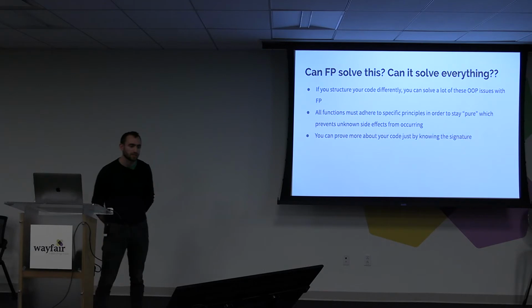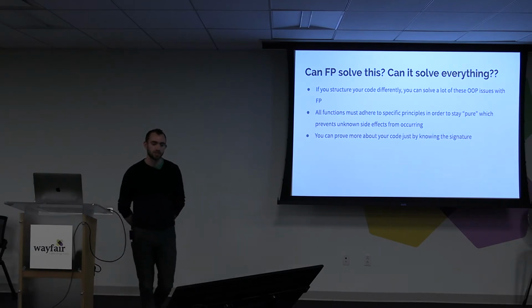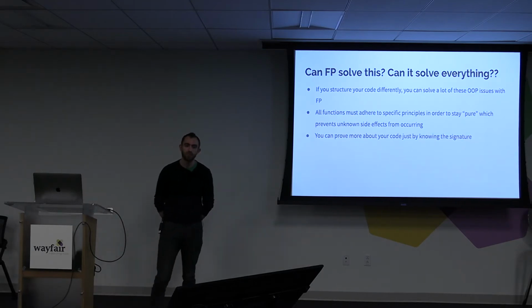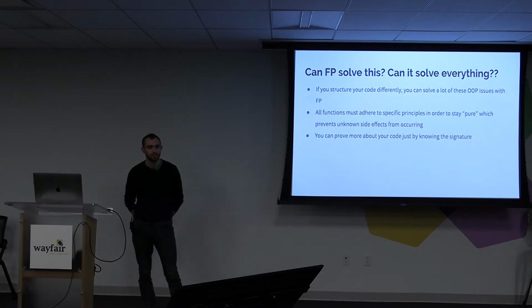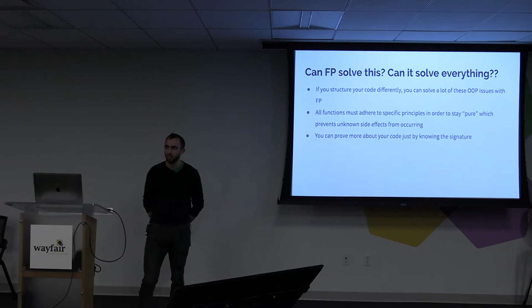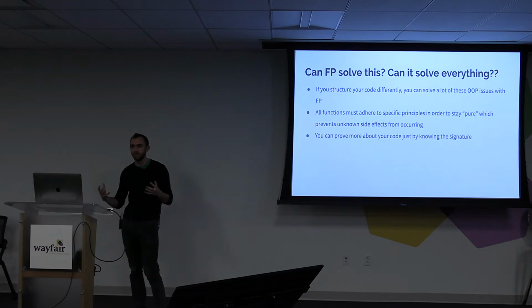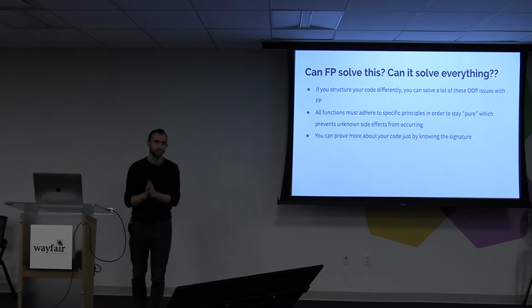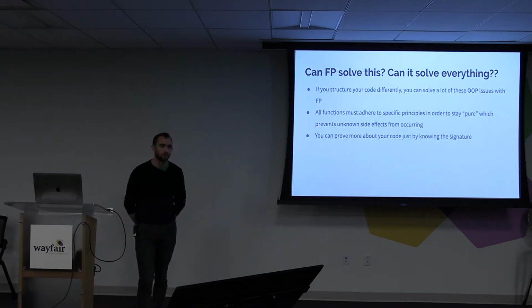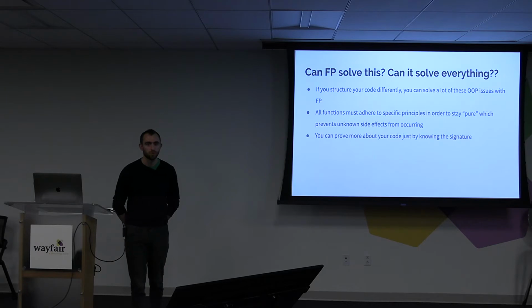So can functional programming solve this? Well, the short answer is yes. You can solve a lot of these more object-oriented and imperative problems by having all of your functions adhere to a specific set of principles and guidelines in order to stay pure. I'll explain exactly what pure means later, but essentially your functions don't create any side effects that you don't expect. Whatever your function is supposed to do is the only thing that it does. And again, I'll go into that more later. But what that means is that you can prove more about your code just by knowing the signature and the contract.